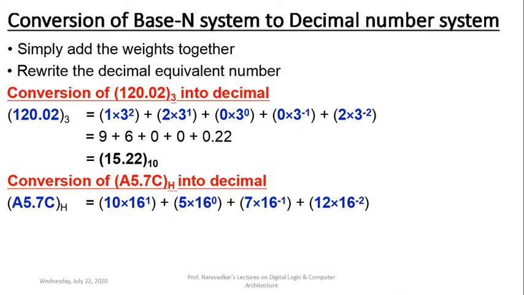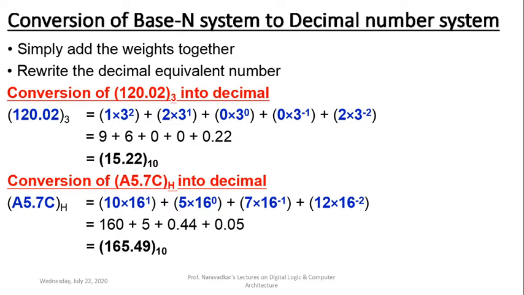Once those powers are written here, thereafter it is simple mathematics that gives you these values. And once I get these values, simply add them together, and that is nothing but the decimal equivalent of that given hexadecimal A5.7C. So A5.7C hexadecimal is equivalent to 165.49 in decimal. It is the approximate value, not the exact value. The exact value we cannot express.